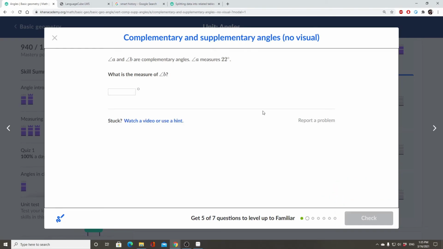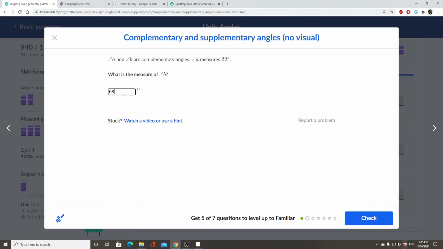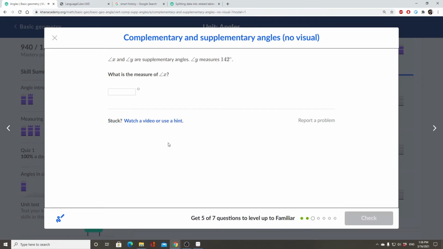Yeah, mental math. Yay. And what is the measure of B? Oh, A and B are complementary angles. Complementary. Right. That's 90 degrees. A measures 22, so 90 minus 22. 90 minus 20 is 70. Minus 2 is 68. Pretty sure that's correct.